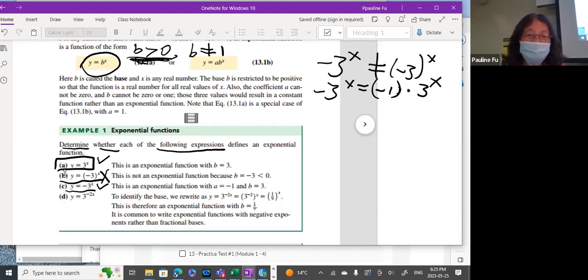Okay, any questions? So how about the last one? y equal to 3 raised to power negative 2x. Is this an exponential function? The answer is yes, because the base b equal to 3 is greater than 0. Okay, questions?